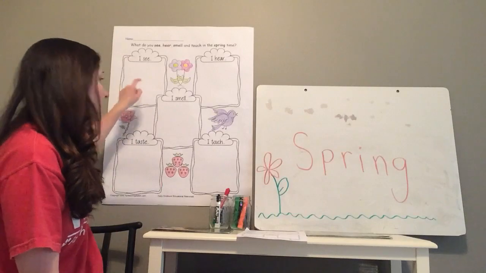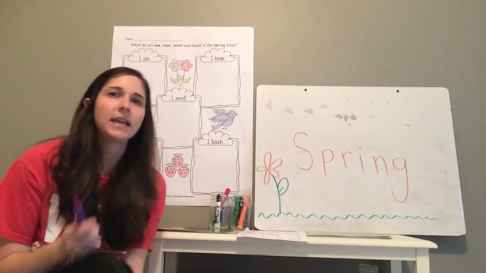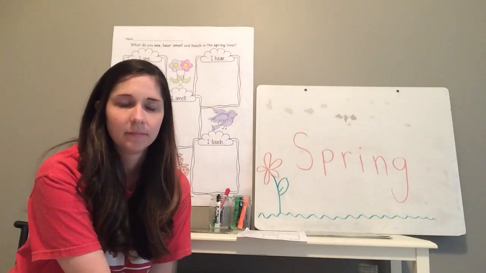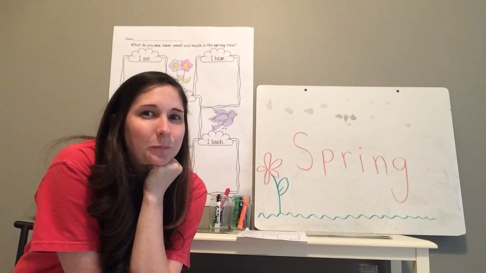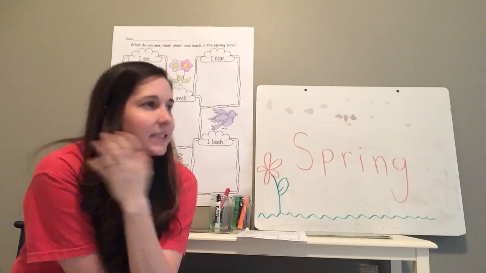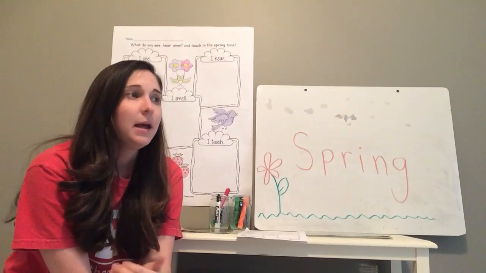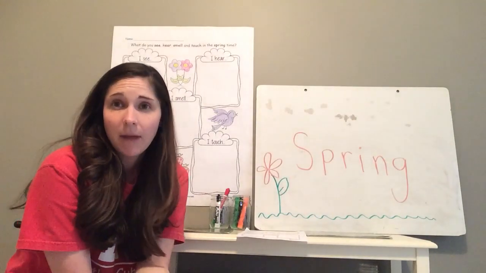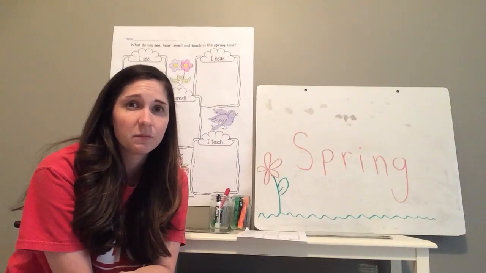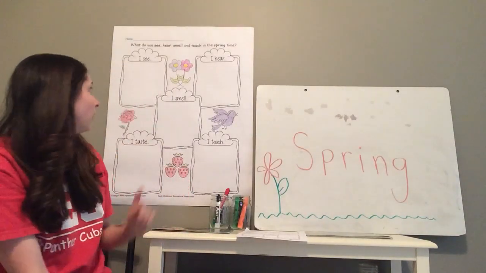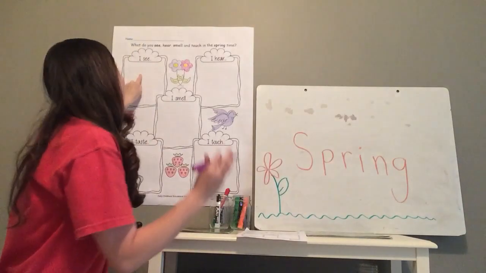All right, we'll start with the first one. I see. What is something that you might see in the springtime? Let's see. Can anybody answer? Something I see in the springtime is green grass. And you might not know this. Some of y'all might. My favorite color is green, and I actually love the color of spring green grass. So right here where it says I see, I'm going to write the words green grass.